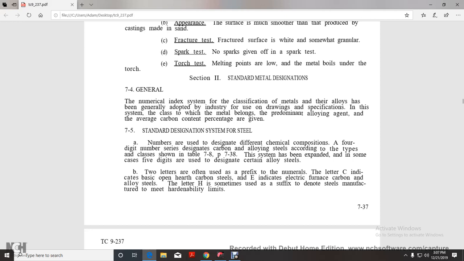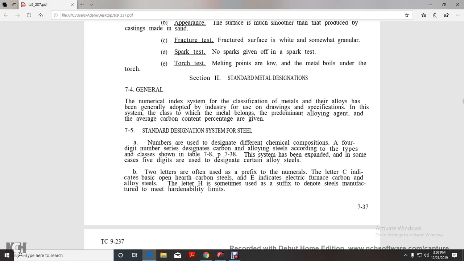Standard designation numbers for steel are designated according to different chemical compositions. A four-digit number series designates carbon and alloy steels according to their types. Classes are shown in Table 7-8 on page 738. The system has expanded, and within some of the classes, five digits are used to designate certain alloy steels.